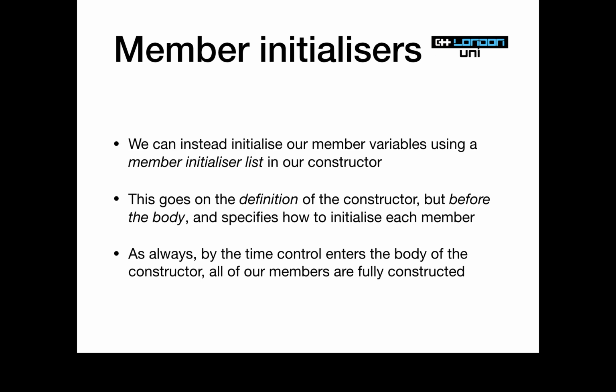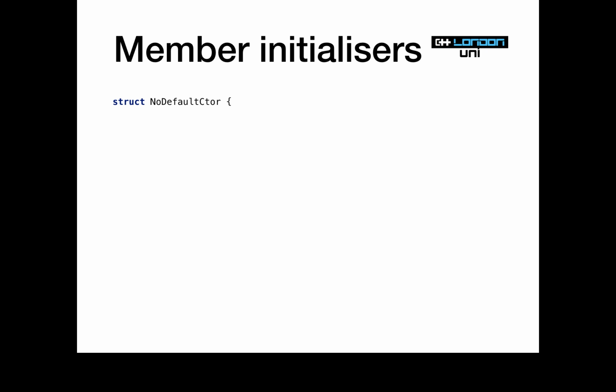So this time, rather than default constructing all of the members, it will use the values from the member initializer list. But again, and as always, by the time we actually reach the body of the constructor, that is the bit between the curly braces, all of the members are always fully constructed. That's a cast iron rule. So let's have a look what this looks like.